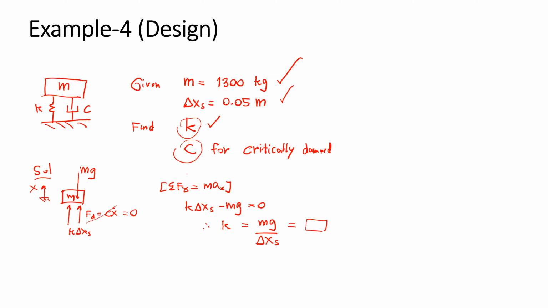How about C for critically damped? We know that the damping ratio is C divided by 2 times the square root of Km.